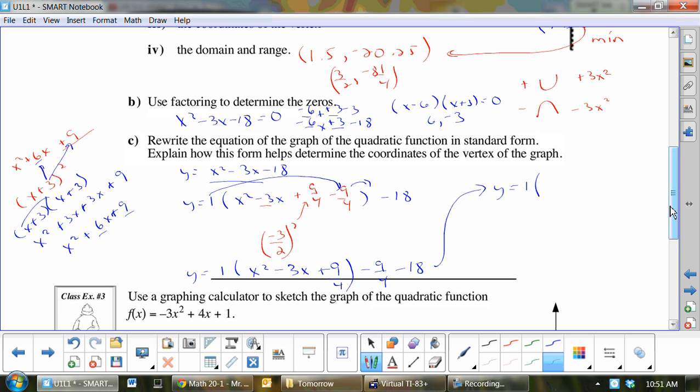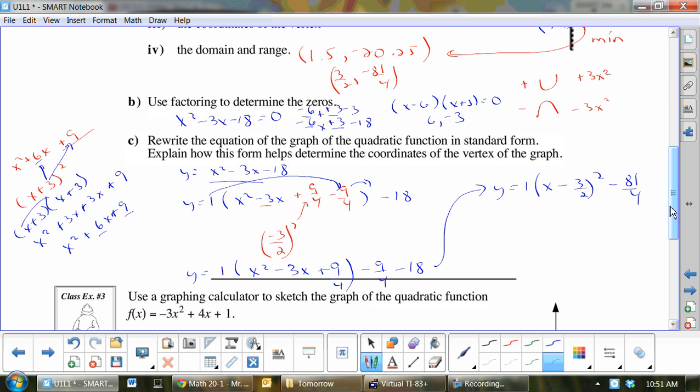Now, x squared minus 3x plus 9 over 4 is going to be x minus, because there's a minus in front of the 3x. And remember, it's going to be 3 over 2 squared. If you FOIL that out, you do get x squared minus 3x plus 9 over 4. And then the negative 9 over 4 on the outside minus 18, if you put that into your calculator and hit math, enter, you get minus 81 over 4.